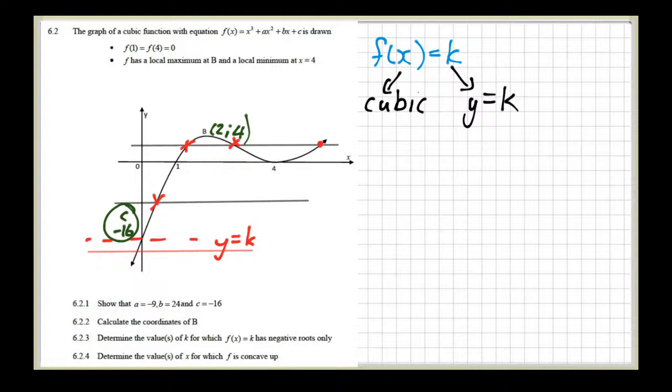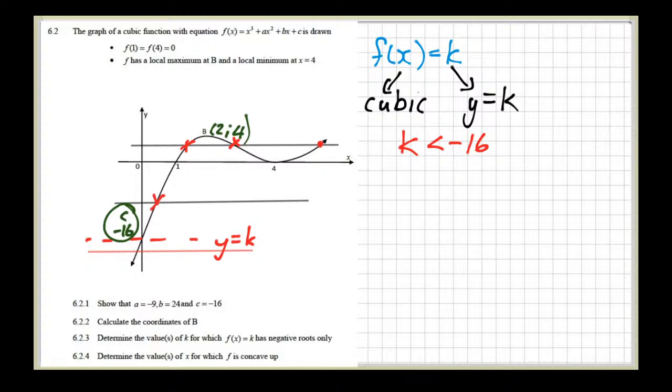So in other words, for k being anything under negative 16, that horizontal line that I've drawn will cut the graph only once, but it will cut the graph on the negative side. That's what I'm looking for. So in other words, I'm going to write that down. k smaller than negative 16. I hope you guys get that.